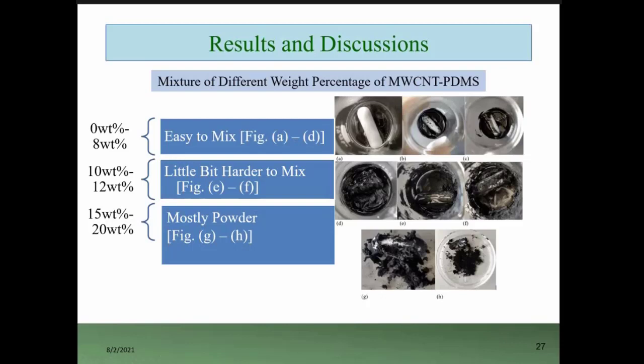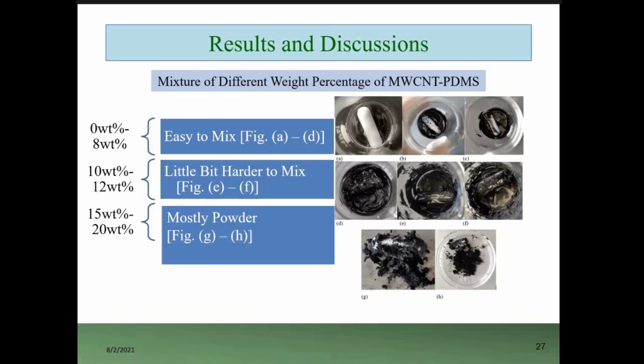But when I increased the concentration to 10 to 12 weight percentage, it was a little bit harder to mix them homogeneously, because the carbon nanotube was dominating the PDMS matrix. And in case of 15 to 20 weight percentage, it was not possible to mix them homogeneously, and therefore I could not fabricate a thin film with 15 to 20 weight percentage. That is why I selected 10 and 12 weight percentage thin film for my final sensor.